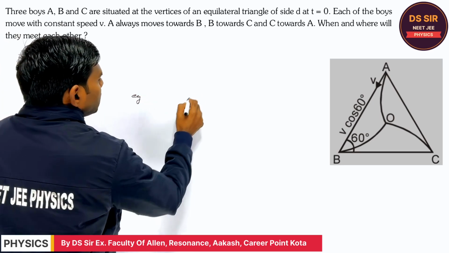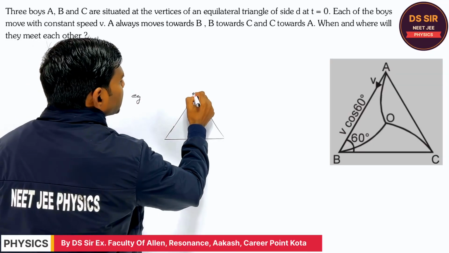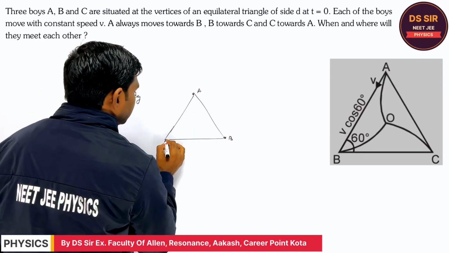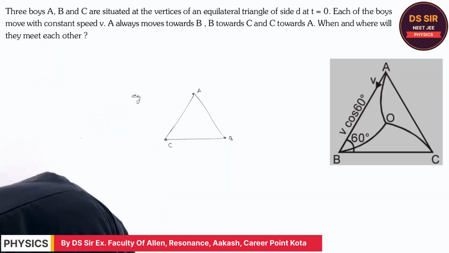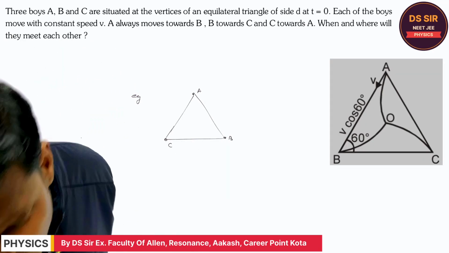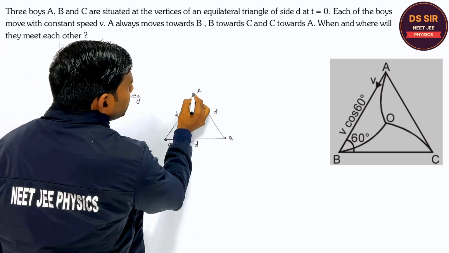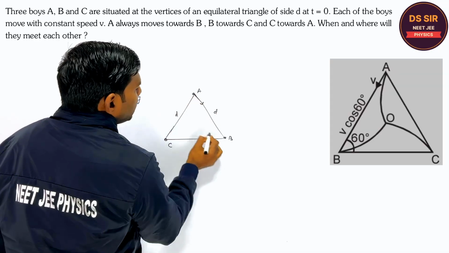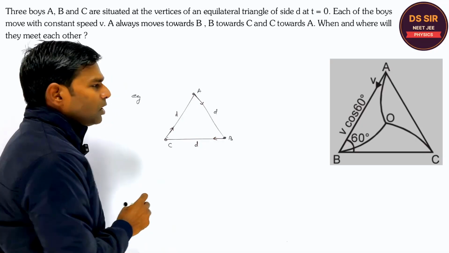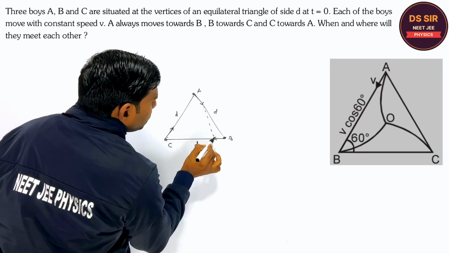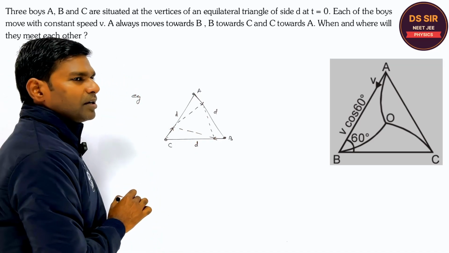For example, we have a triangle like this. This is person A, person B and person C. Every person is on a vertex of an equilateral triangle, and the side of the equilateral triangle is, suppose, D. Now person A moves towards B, person B towards C, and C towards A, like this. So after some time they will again be at the vertices of an equilateral triangle.